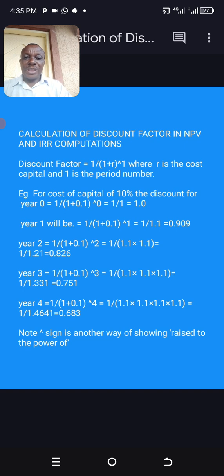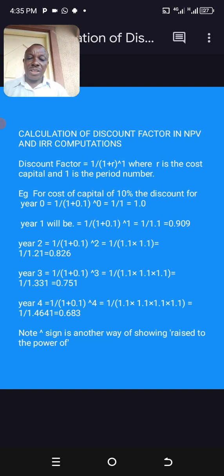The formula for computing discount factor is 1 over (1 plus r) raised to the power n, where r is the cost of capital and n is the period number. Now, let's take an example that will help us understand this well. Assuming that our cost of capital we're using in the computation is 10%, then we can now compute. We want to take an example of a computation of discount factor from year 0 to year 4.